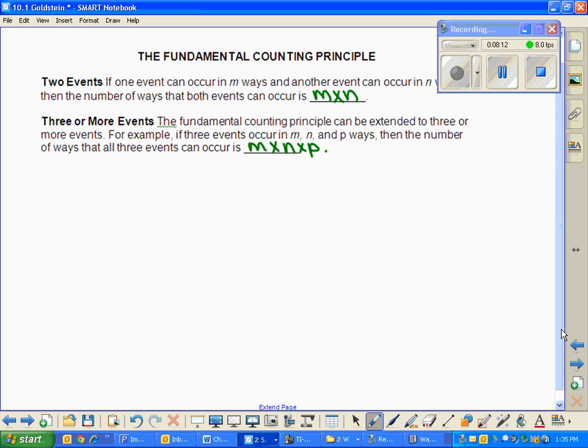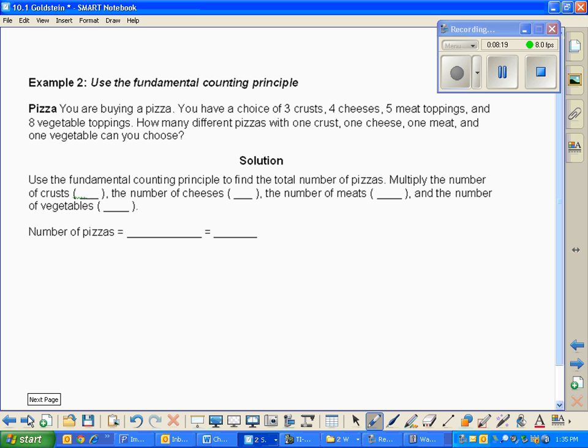Are we okay with this? Because we're going to work with some examples using the principle. It's exciting. There's pizza involved, I know. Don't go crazy. We're going to talk about all these different options for pizza. There's a lot of pizzas happening. Hold on to your desks.